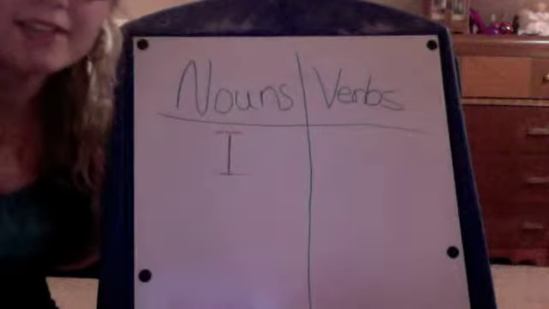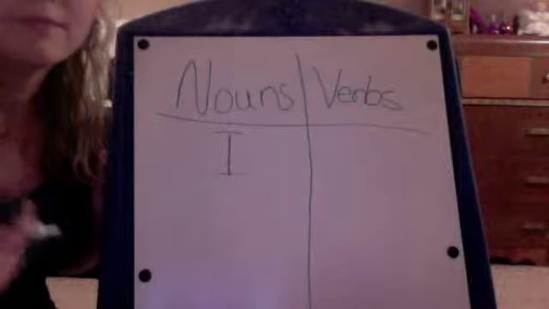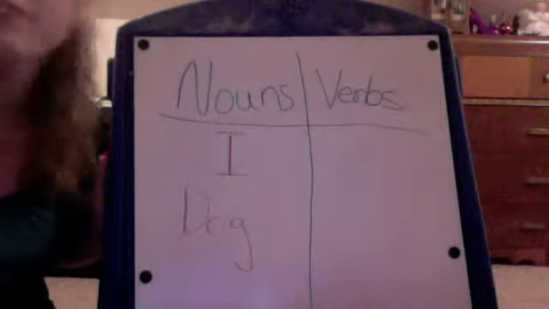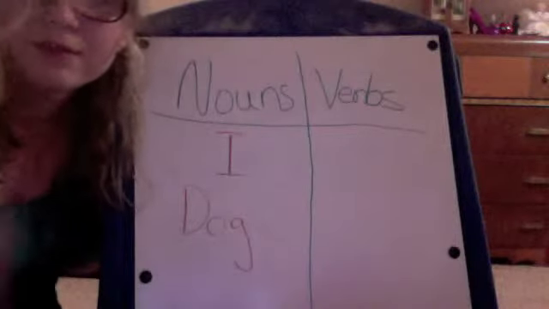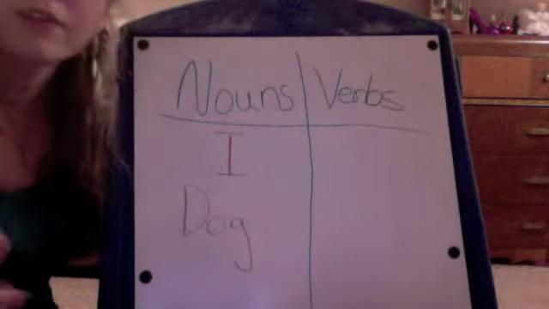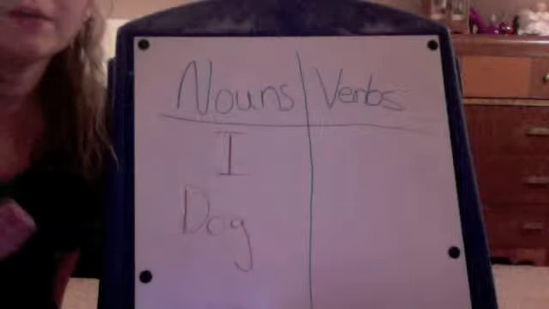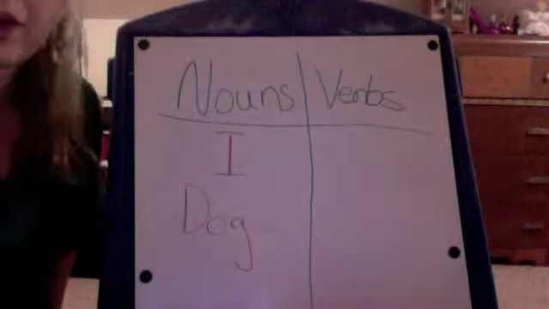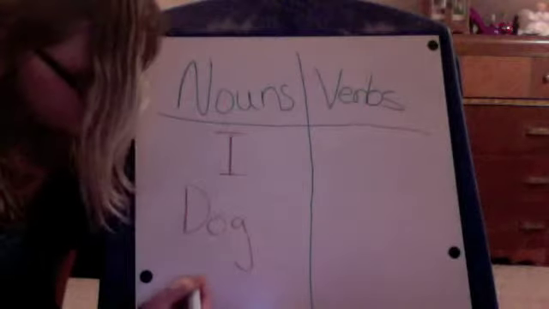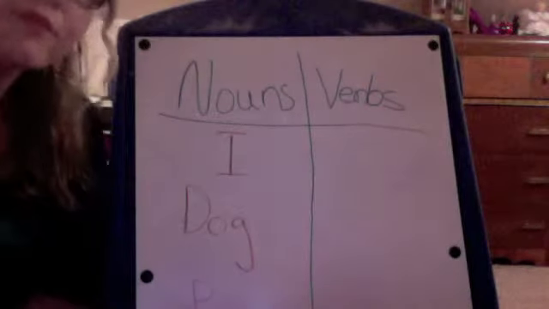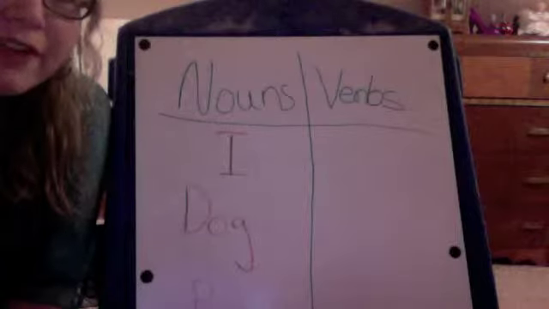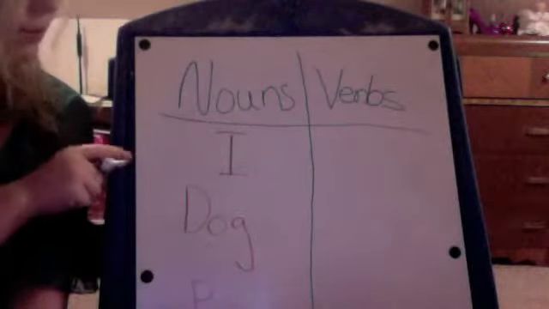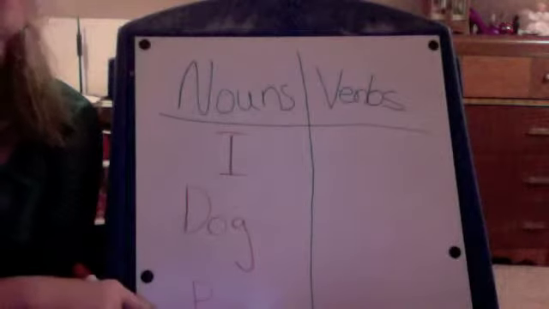I. That's a noun. It's talking about me. Or dog is a thing. So as you can see, it's either a person or a thing. Now a place would be like the park. That's about it for nouns. There's a lot of nouns, but just remember person, thing, or place.